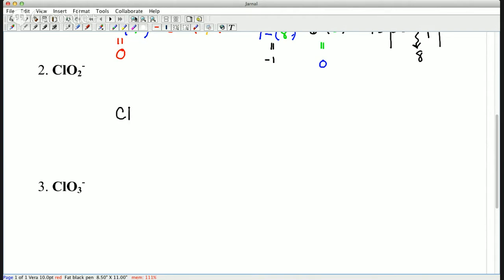I have Cl and I have 2 O's. All right, I'm going to put the O's on either side. Why? Because I'm just trying it. It's trial and error. I'm going to put out the valence electrons for the oxygens, and I'll do the chlorine first. It's the central atom. Now, how do I know chlorine's the central atom?